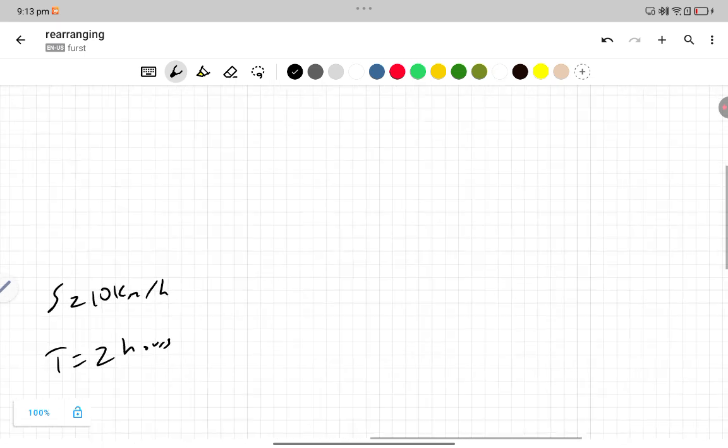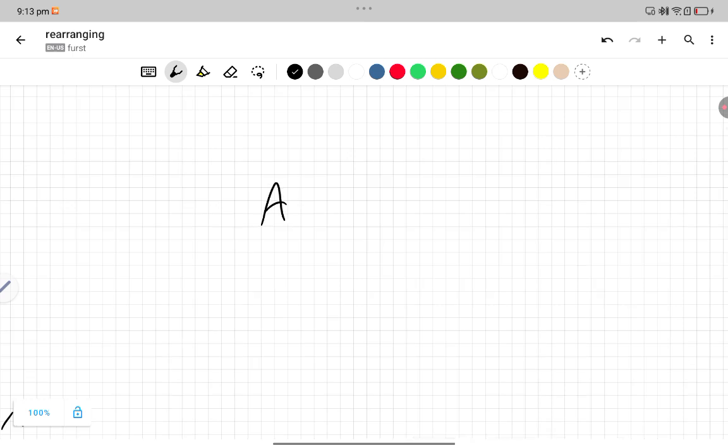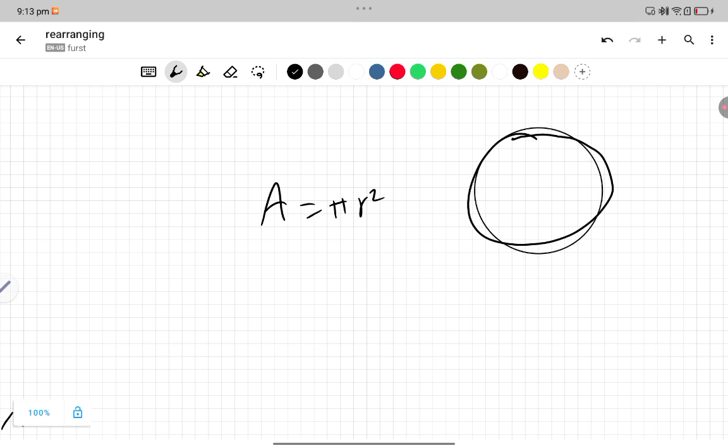Let's do another example. Area equals pi r squared. This is the formula for the area of a circle. Let's say we have the radius, and let's say it's 4. Well, what's the area of the circle? Area equals 4 squared is 16 pi. Pretty simple, right? We find the area right away because the area is the subject. That's why it's very easy.